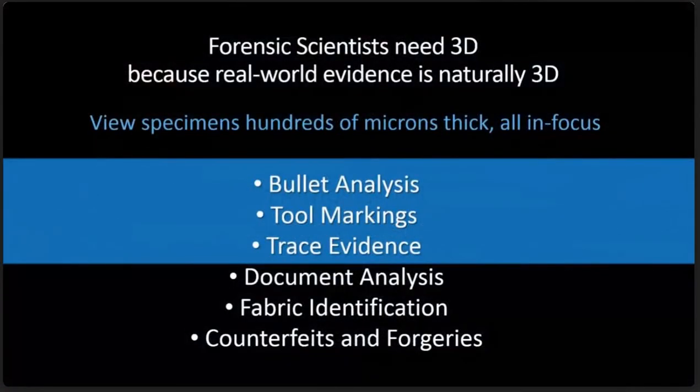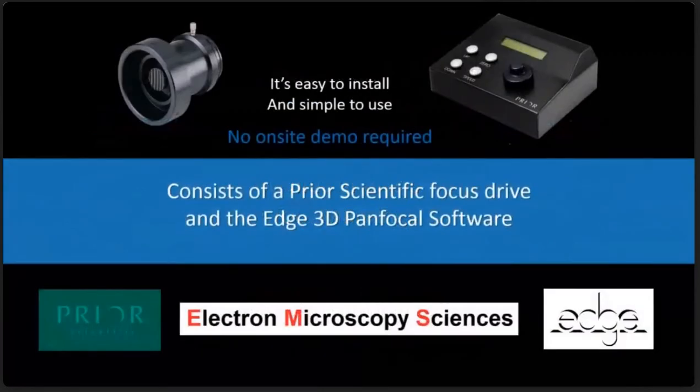So forensic scientists really need 3D because they look at real-world objects, real-world evidence that is naturally 3D. So the advantage here is that you can view your specimens hundreds of microns thick and see it all in focus. You don't have to take sections and destroy parts of the specimen to see what you want to look at. So this is particularly good for something like bullet analysis, tool markings, trace evidence, document analysis, fabric identification, counterfeits and forgeries, and so forth. Anything where you're dealing with a naturally thick specimen.